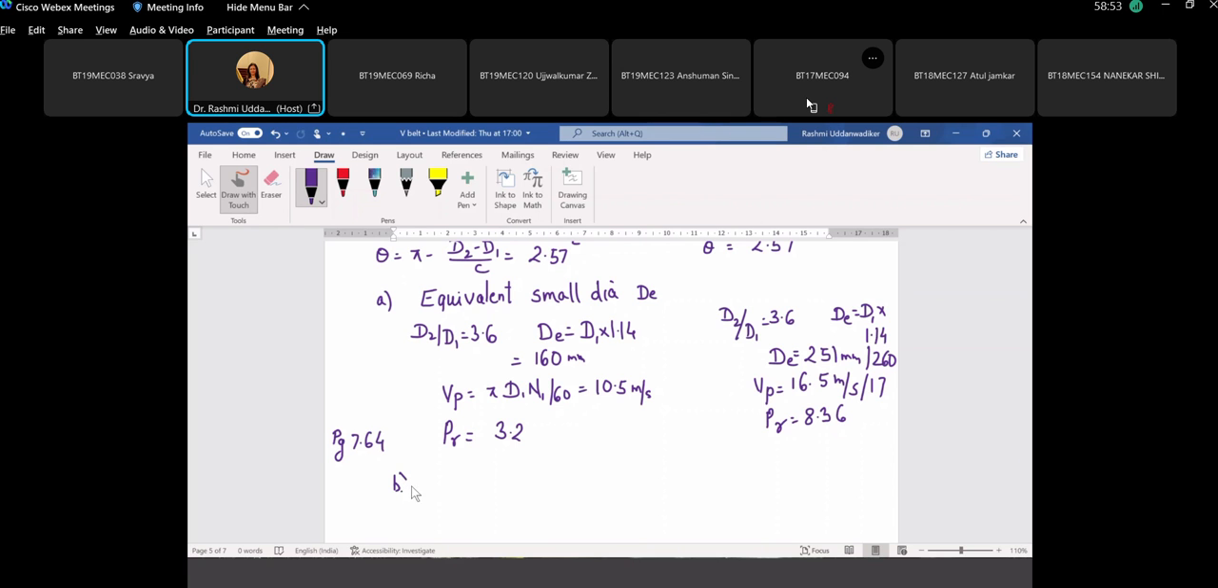Next is the angle of contact correction factor. What is the angle of contact in degrees? 2.57 radians. What is the equivalent in degrees? For both, it is the same value. This is coming out to be 147. Turn the pages, come to page number 7.68.